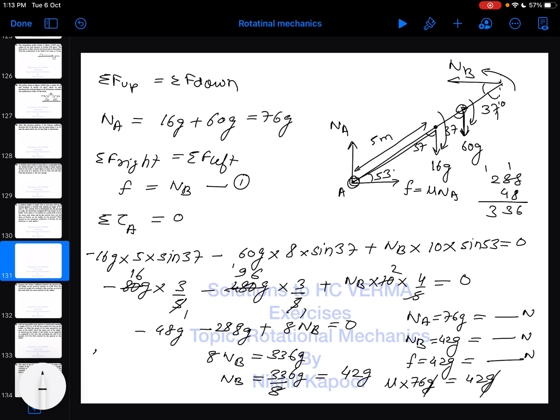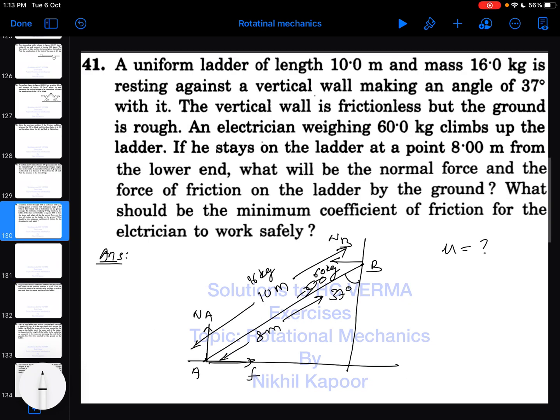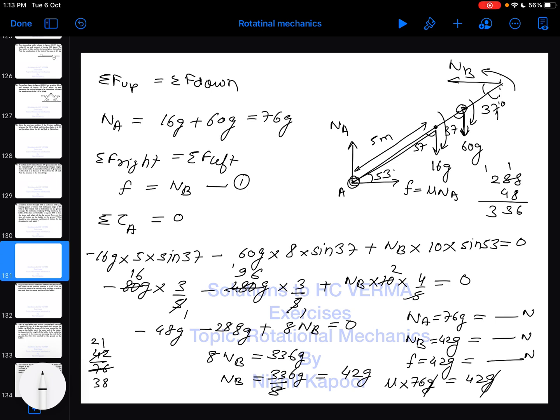So what should be the nearest fraction for 42 upon 76? Let's solve this. 2 2s are 4, 2 1s are 2, 2 3s are 6, 2 8s are 16. Okay, 21 by 38, and minimum friction is being asked here. So on solving, you will get the required answer as approximately mu equal to 0.553. That is the value of mu.